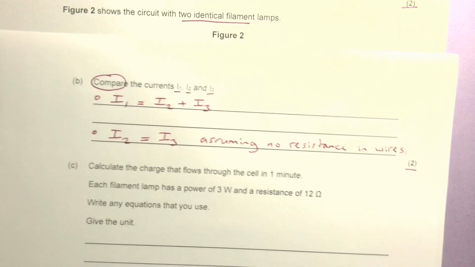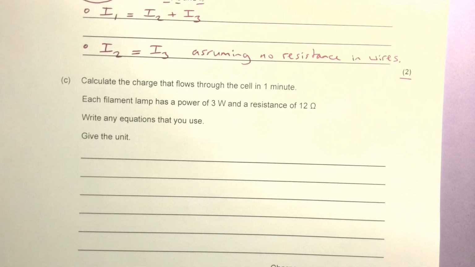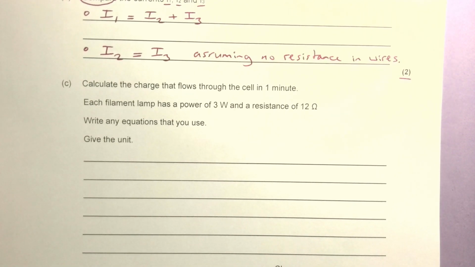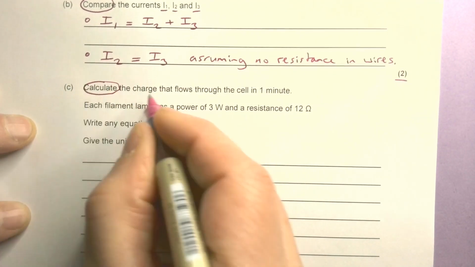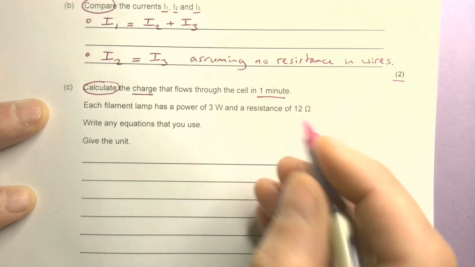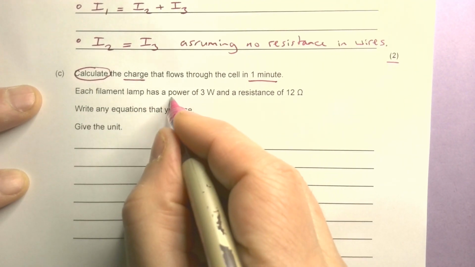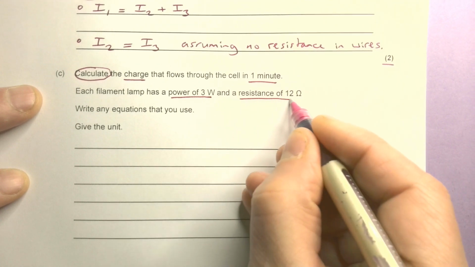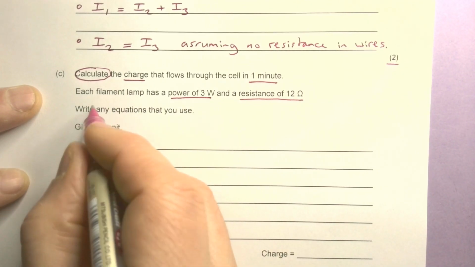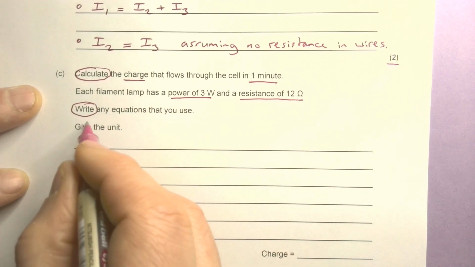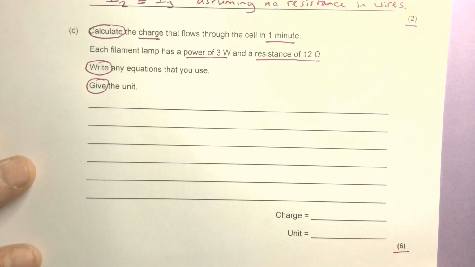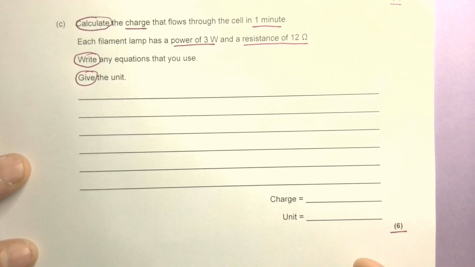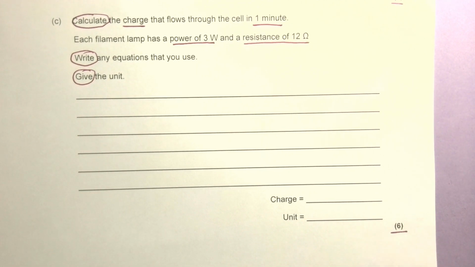Part C. Calculate the charge that flows through the cell in 1 minute. It's a calculate question. Each filament lamp has a power of 3 watts and a resistance of 12 ohms. Write any equations that you use and give the unit. Wow, it's a 6-mark question. This is a lot of marks. Obviously in June 2023 you'll be given equations, so you don't need to worry about whether you remember them.